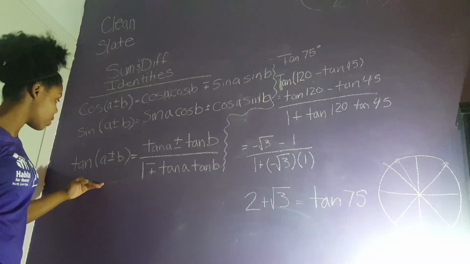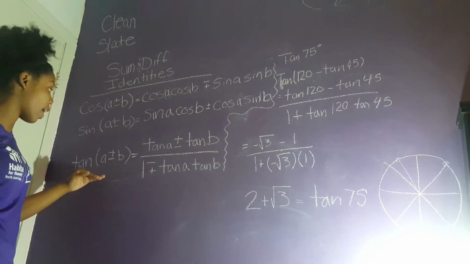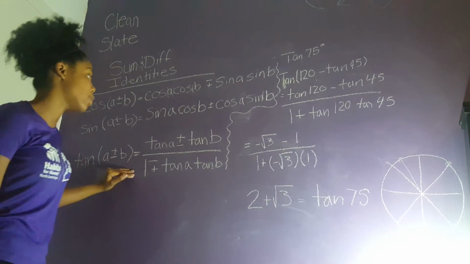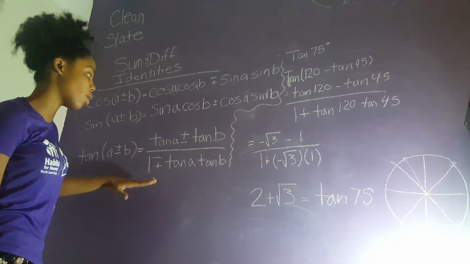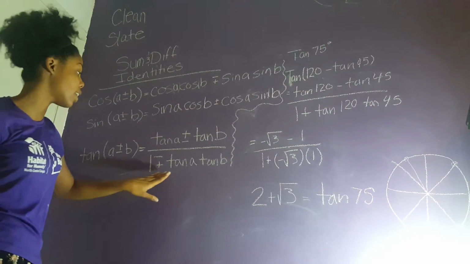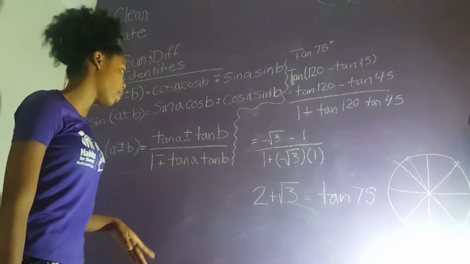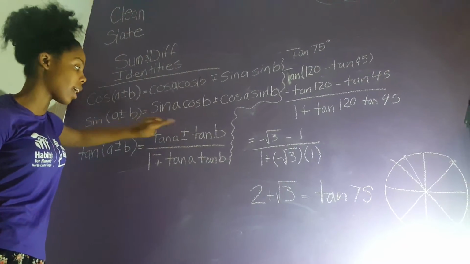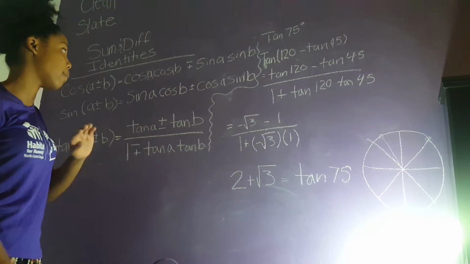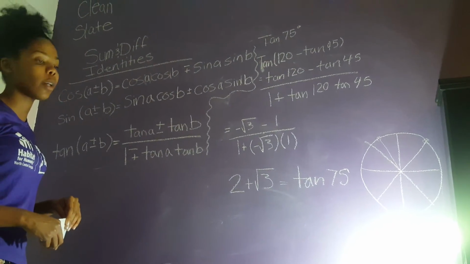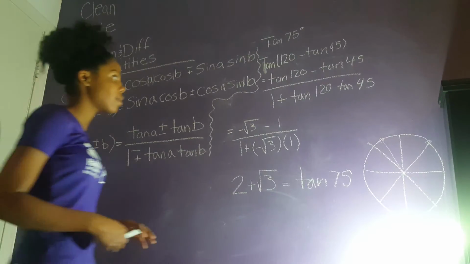And lastly, you have your tangent of a plus or minus b, which is going to equal tangent of a plus or minus tangent of b over 1 minus or plus tangent of a times tangent of b. So your sign stays the same on the top, but exchanges on the bottom. And it's going to multiply on the bottom. Okay, now we're going to move on to our first problem.